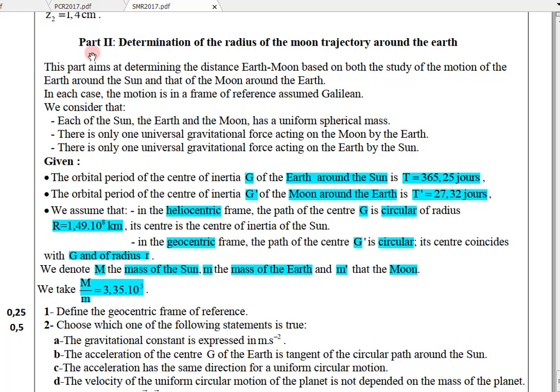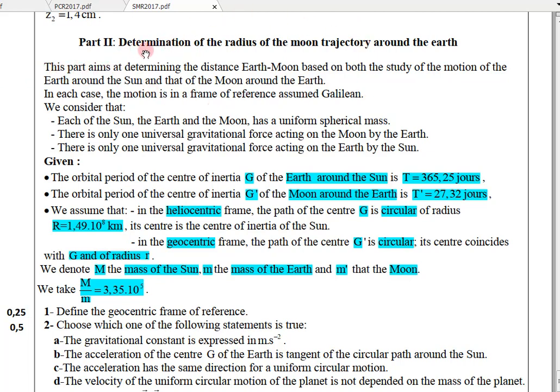نبدأ على بركة الله. Donc, part 2. Determination of the radius of the moon trajectory around the earth. Donc التمرين هذا كيهدف إلى حساب يعني شعاع ديال trajectory مسار ديال القمر حول الأرض.